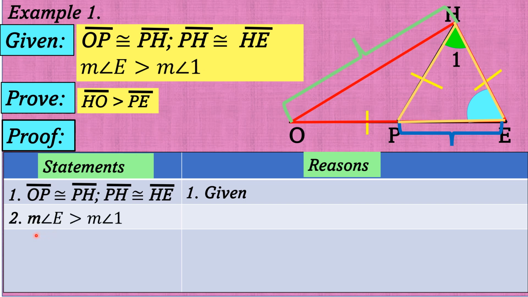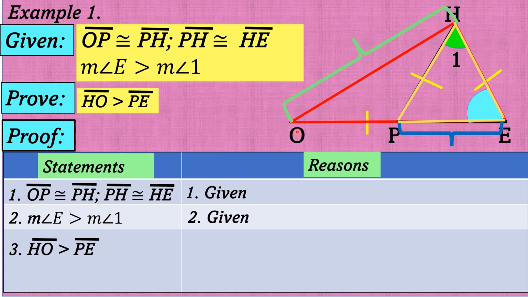Next, we have the measure of angle E is greater than the measure of angle 1. So makita natin dito that the measure of angle E is greater than the measure of angle 1. So what is our reason? Still given dahil nandyan siya sa problem. Now, we are going to prove that side HO is greater than side PE.